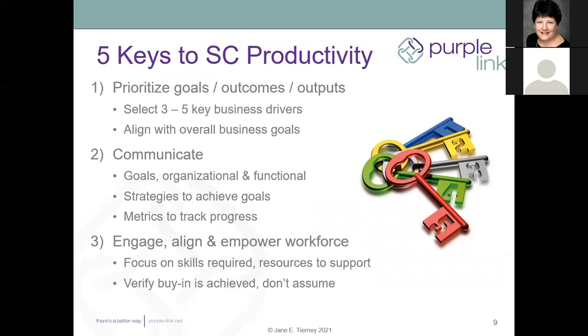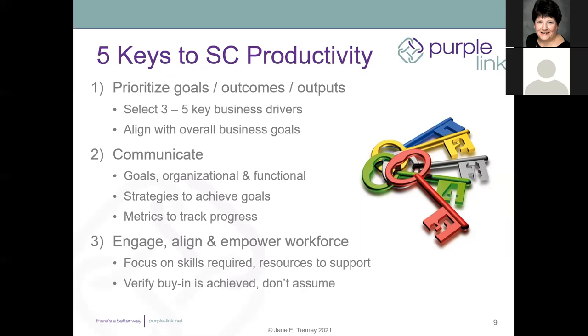So there's 5 keys to supply chain productivity. The first is to really prioritize the goals, the outcomes, the outputs. Think about what you're trying to do in your business and choose those 3 to 5 business drivers and select the outputs that go with those to measure productivity. Make sure they're aligned with overall business goals, because this is very important.